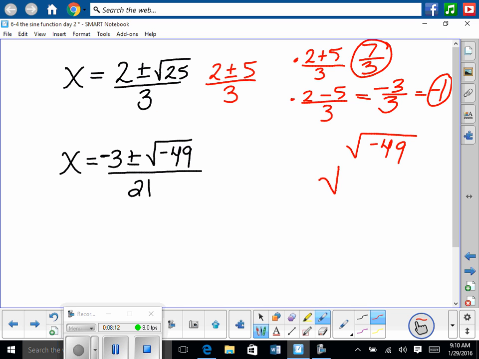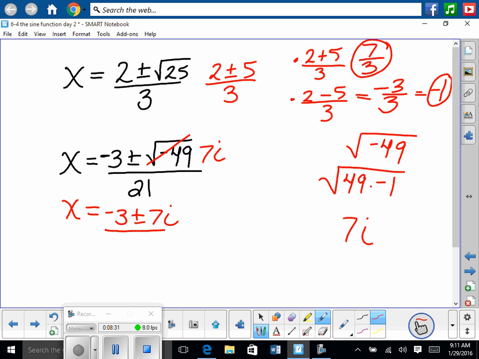We know that the square root of negative 49 is the same thing as the square root of 49 times negative 1, right? What's the square root of 49? 7. What's the square root of negative 1? i. Good. So really this became 7i. So we have x is equal to negative 3 plus or minus 7i over 21.